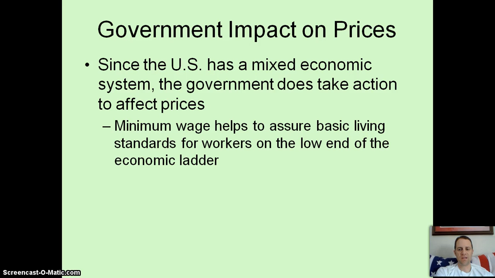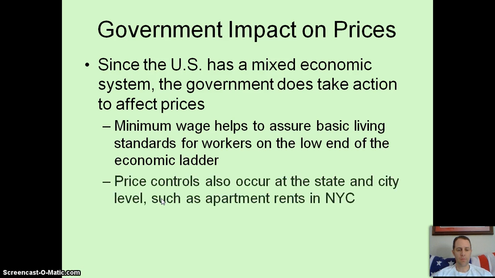So this is government impacting prices, telling businesses that they cannot spend less than the 7.25 an hour, even if there was a supply of workers out there that were willing to work for less than 7.25 an hour. So that's a direct government impact on prices. Price controls also occur at the top end. So this is putting a price floor in place, a minimum wage. Price controls are a price ceiling, saying that prices cannot raise above a certain level.